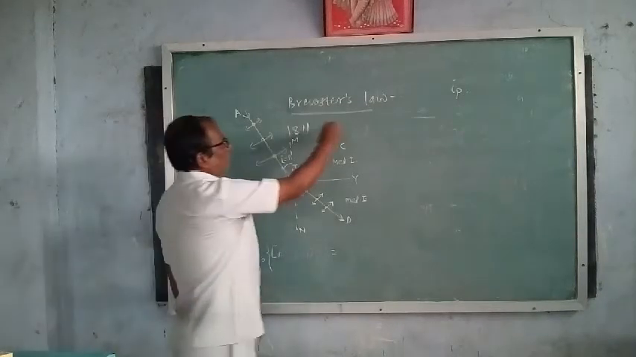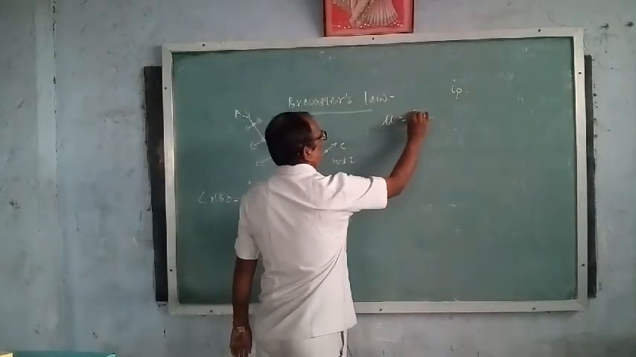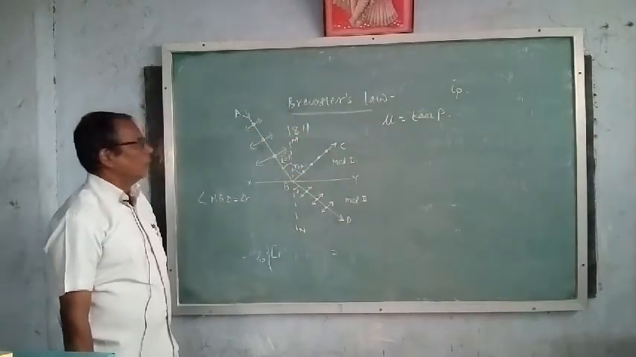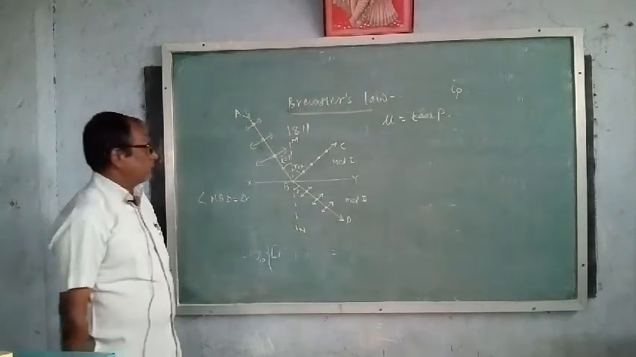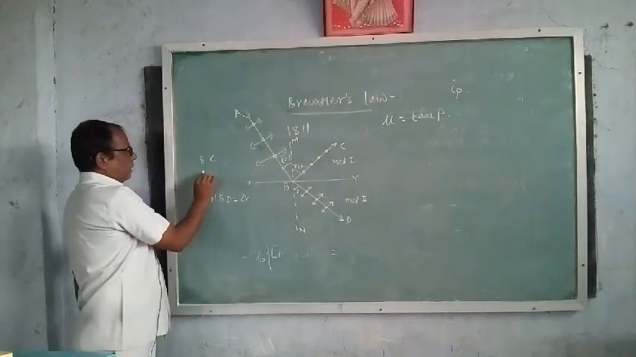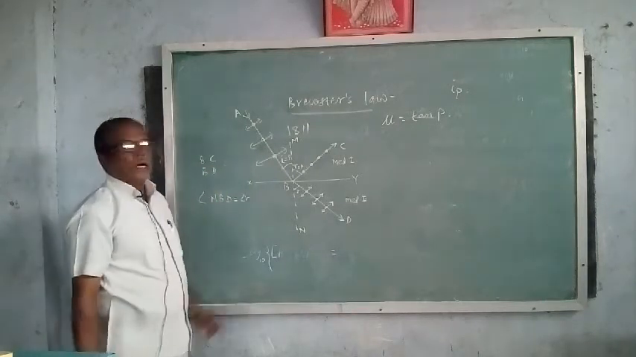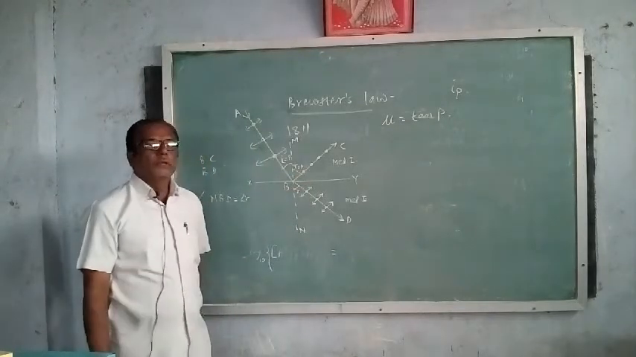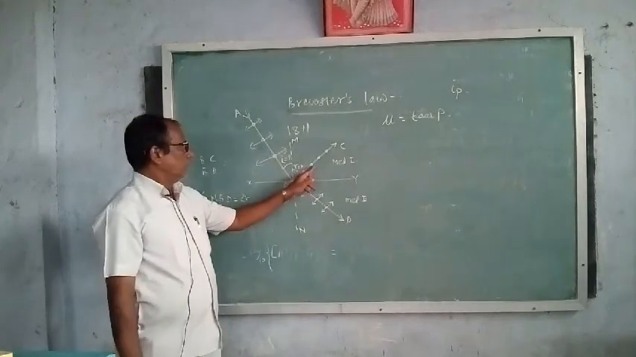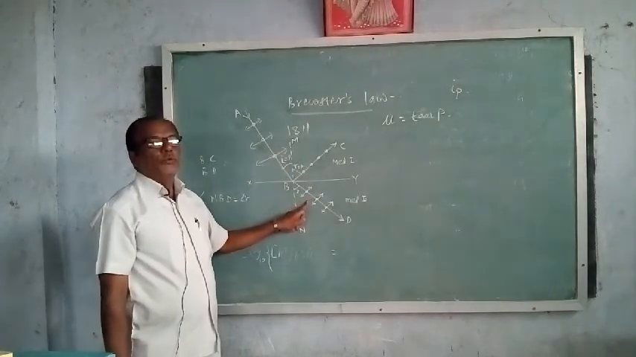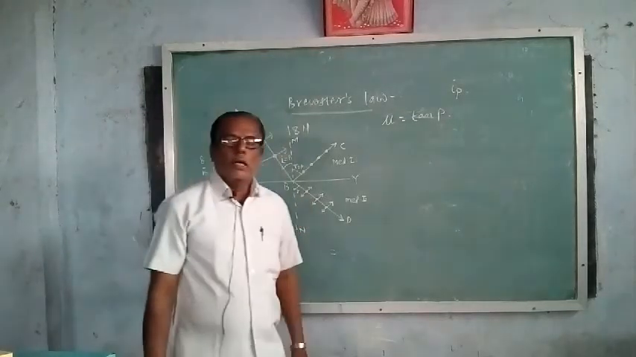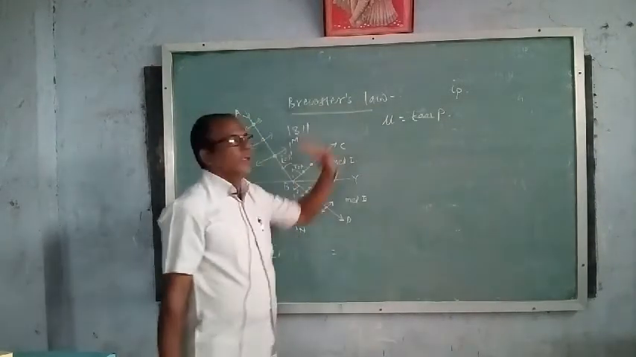Now, according to Brewster's law, mathematically, mu is equal to tan P. So now we have to show that this reflected ray BC and refracted ray BD are mutually perpendicular. In the examination, the question is like this: show that the reflected ray and refracted ray are mutually perpendicular to each other on the basis of Brewster's law. Another type of question is: state and explain Brewster's law.